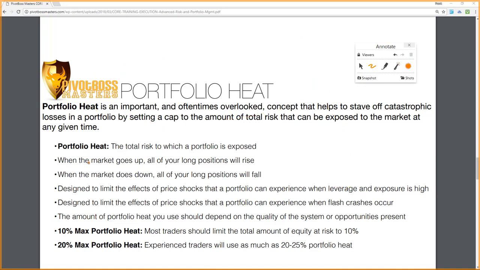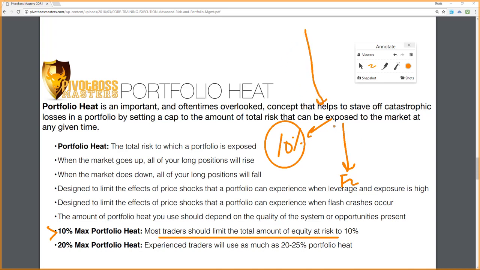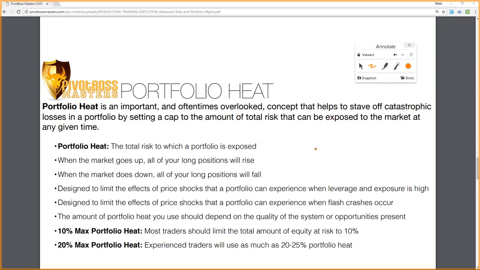So a very good rule of thumb is to limit your max portfolio heat to 10%. Most traders should limit the total amount of equity at risk to 10%. You don't want more than 10% of your equity at risk at any one time, because if every single one of those positions hits their fixed loss stop, you're going to be down 10% of that account in a heartbeat. And all it takes is one major flash event, headline risk, anything like that. So you always have to know that anything can happen in the market at any time.